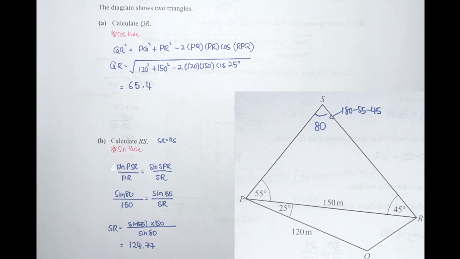As for the last one, additional calculation is required because the total interior angle of a triangle is by taking 180 minus 55 minus 45. Then you get a balance of 80. So you substitute your sine rule into it. Sine PSR over PR equals sine SPR over SR. After the cross multiplication, you will get your RS or SR value as 124.77.